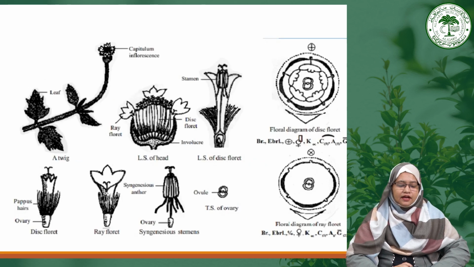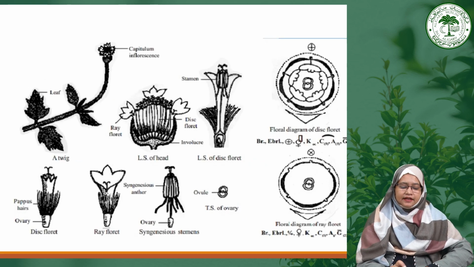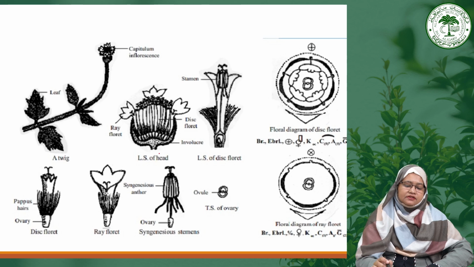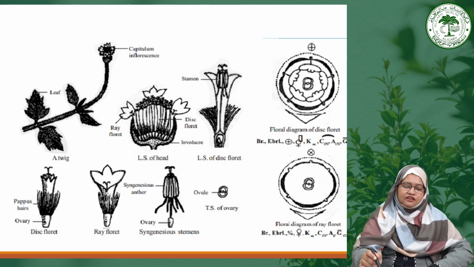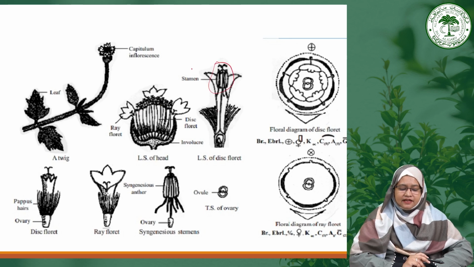So this is a twig of Tridax. This is the LS of the head. You can see these are the ligulate flowers and in the center you will find the disc florets. This one is a single disc floret. You can see there is a stamen that is showing the syngenesious condition.